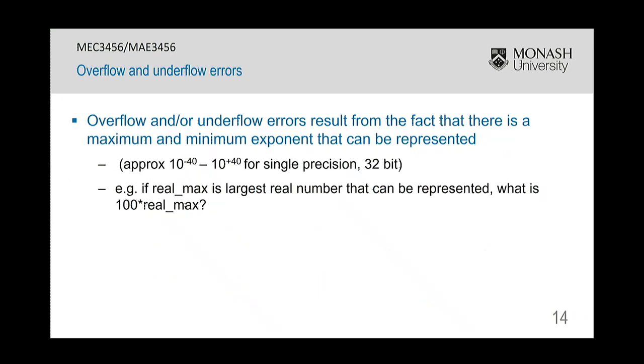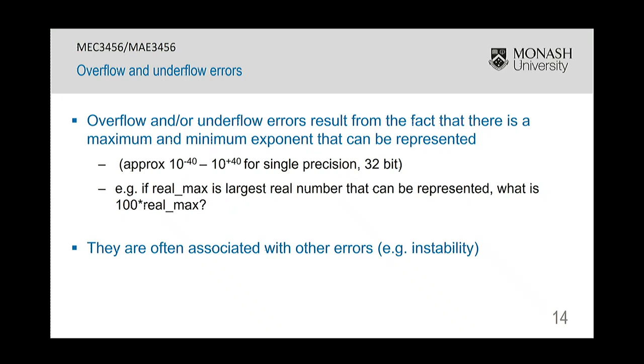I've already mentioned underflow and overflow errors. These result from the fact that there's a maximum and minimum exponent that can be represented, approximately -40 and +40 for single precision 32-bit machines. So if real max, for example, is the largest number that we can represent in our computer, and then we multiply real max by 100, how are we going to represent that? The answer is we can't. And overflow and underflow are usually associated with other errors, either programming or instability.